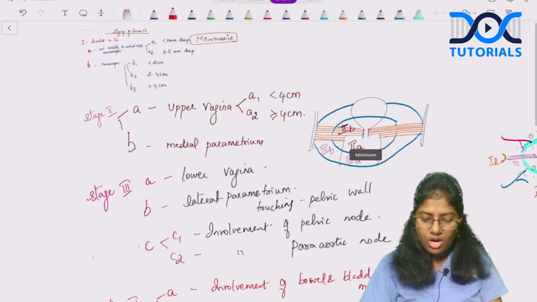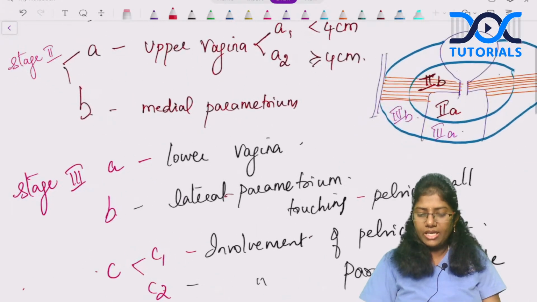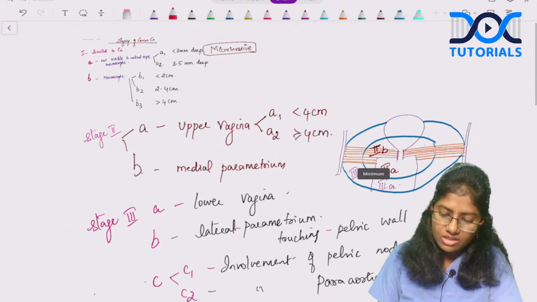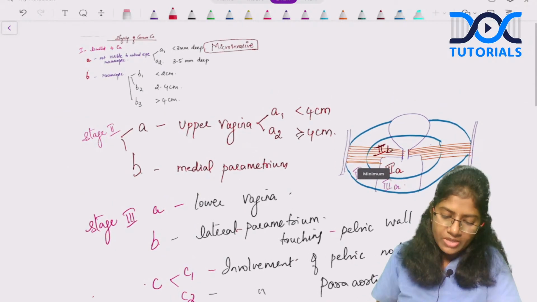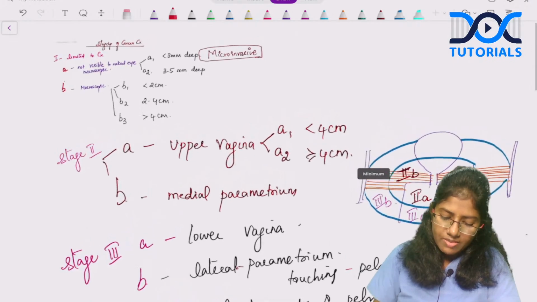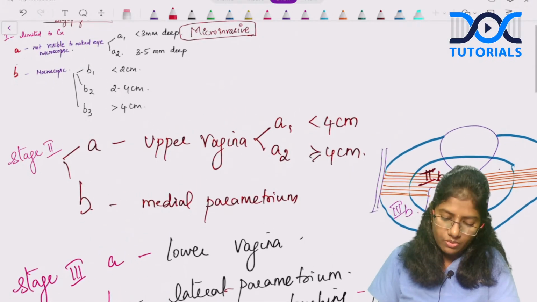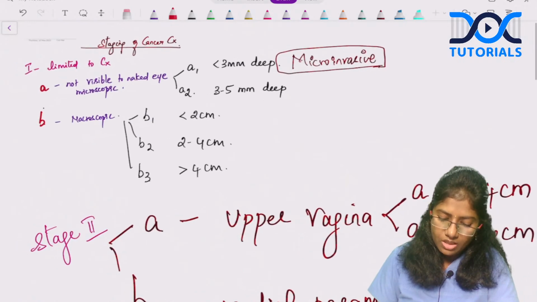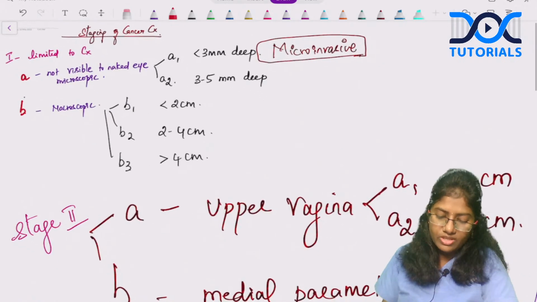So this is about staging, of which we have stage 1: A1 is less than 3 mm, A2 is 3 to 5 mm, and 1A is otherwise called microinvasive. 1B is macroscopic, inside which we have B1, B2, B3; less than 2 centimeter is B1, and then more than 4 is B3.